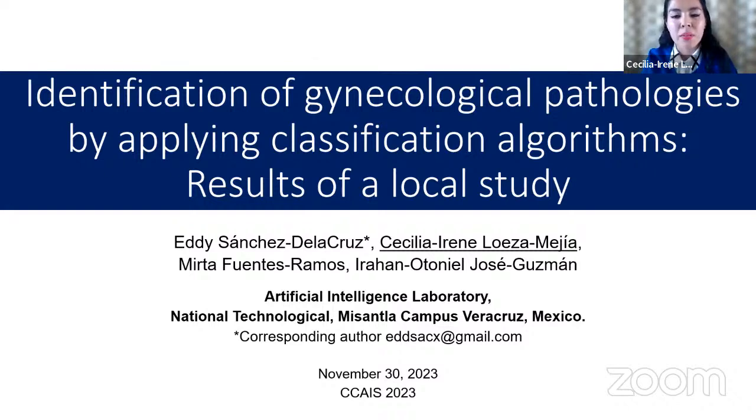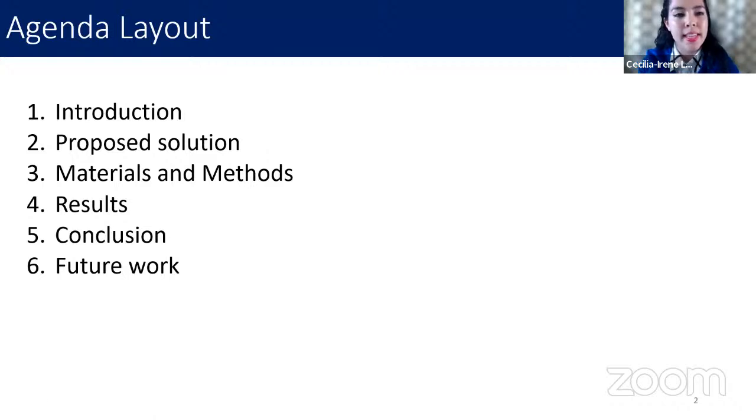I will talk about our research work entitled Identification of Gynecological Pathologies by Applying Classification Algorithms, Results of a Local Study. The authors in this paper are from the National Technological of Mexico, Campus Misantla. We focus on classifying data originated from vaginal pathology records. The presentation will have these contents: background, materials and methods, results, findings, and future work.